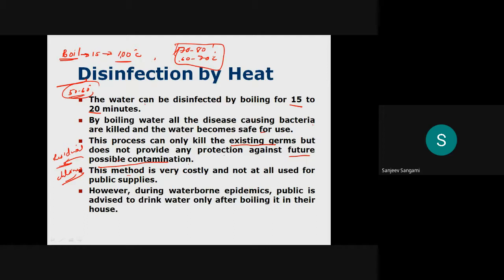Suppose you are using that water at some other point of time or some other place, or you are transporting that water through pipelines and then using it, then it's not possible. This method is also very costly because, as we have said, if you want to boil, you have to go for 15 to 20 minutes.